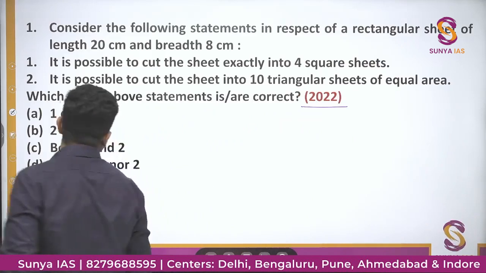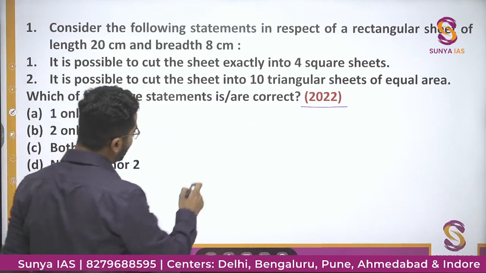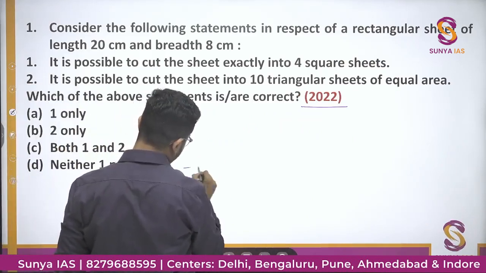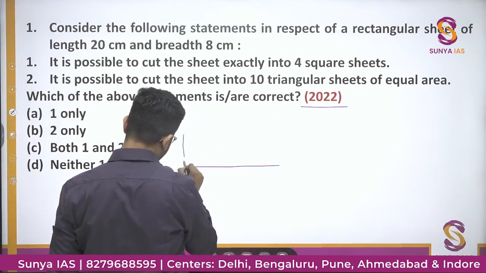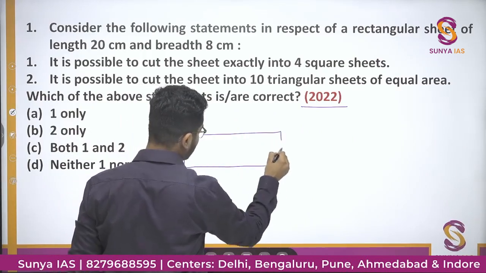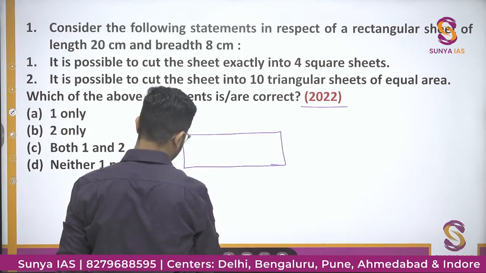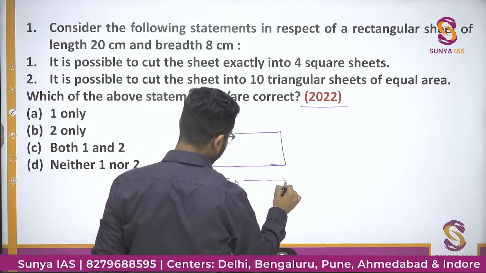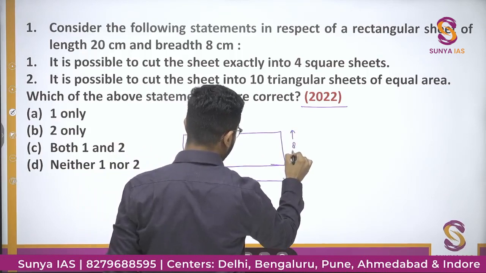Okay. So rectangular sheet है. So मैं draw कर लेता हूँ rectangular sheet. जो जो बोल रहा है बस करते जाना है. कुछ रुकना नहीं है एक भी second के लिए. Okay. This is rectangular sheet. This length is 20. This length is 8.